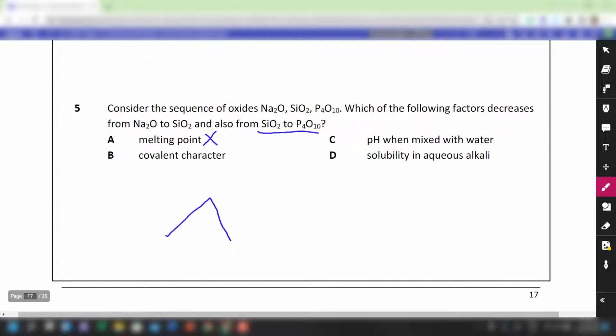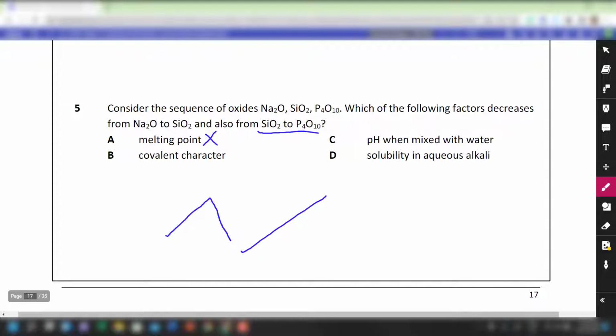For covalent character, as we mentioned earlier on, as we move across the period from sodium to silicon to phosphorus, the electronegativity value increases, so that will narrow the electronegativity difference between the elements and oxygen. So in this case, I expect the covalent character to increase and not decrease.